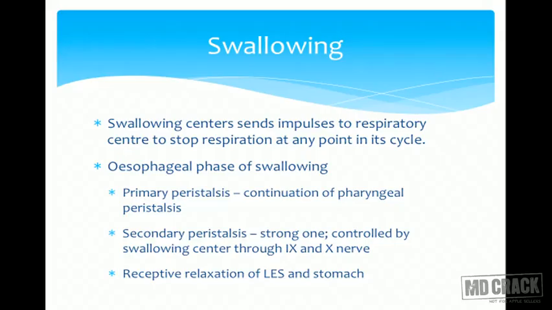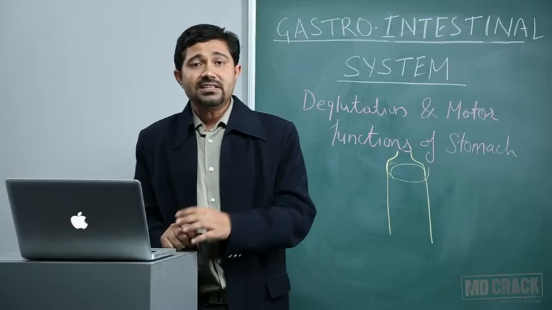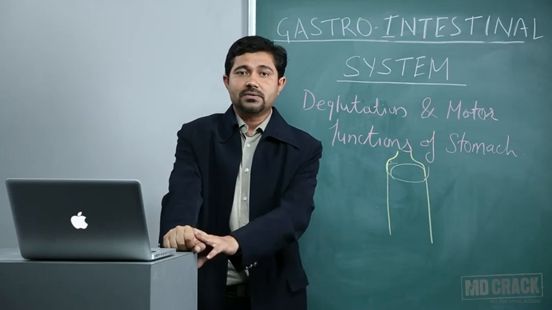Sometimes if the bolus is hard enough, or if it is difficult to swallow, secondary peristalsis can be generated through the vasovagal reflex or the parasympathetic reflex, which is much stronger and will make the bolus move downwards. The swallowing center has another important role to play also.